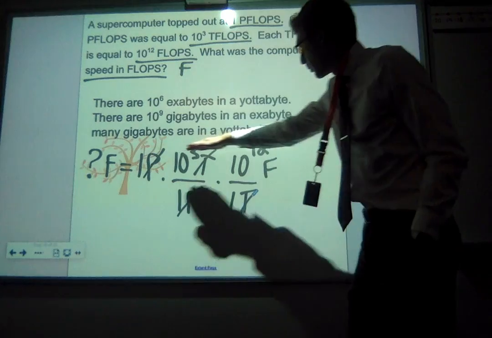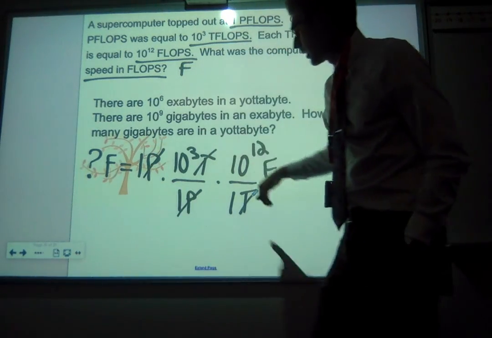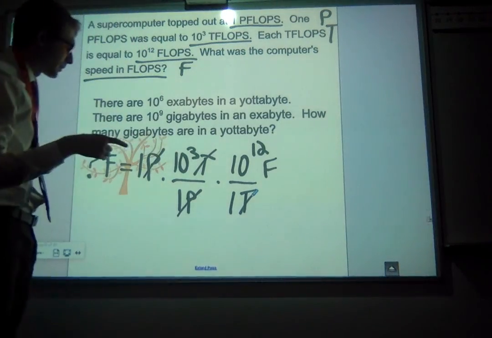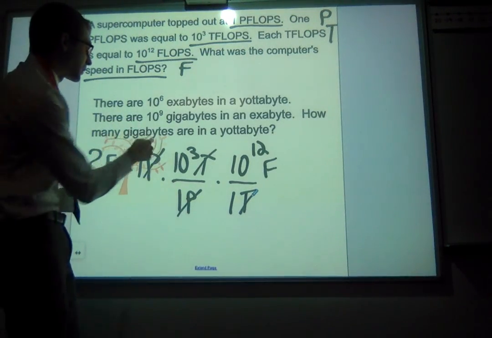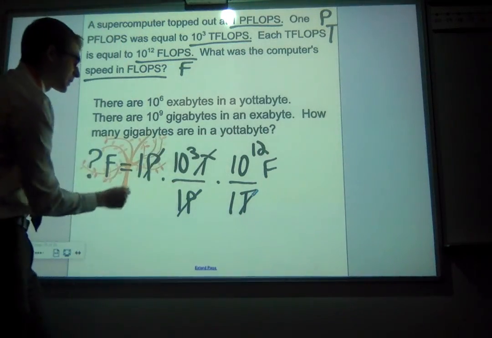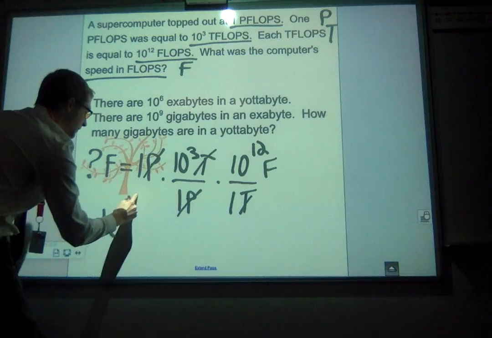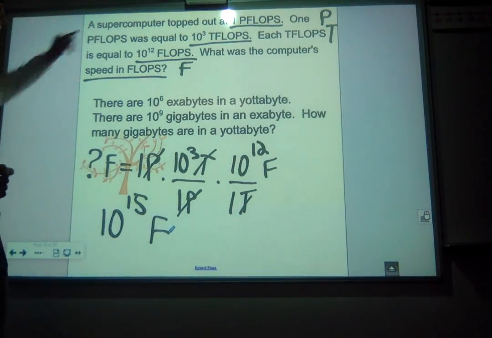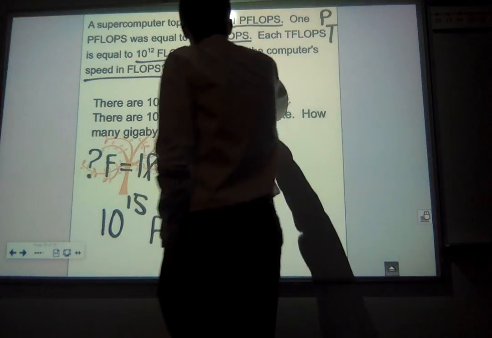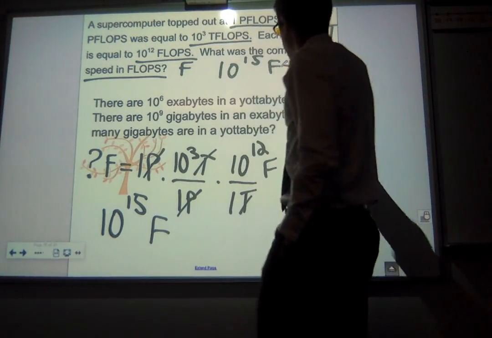So we're just multiplying fractions: multiply across the top, and multiply across the bottom. In this case, there's nothing there, it's just 1, so it'll just be 1. So we get 10 cubed, all times 10 to the 12th, is going to be equal to 10 to the 15th flops. So that is our first question here. We get 10 to the 15 flops.